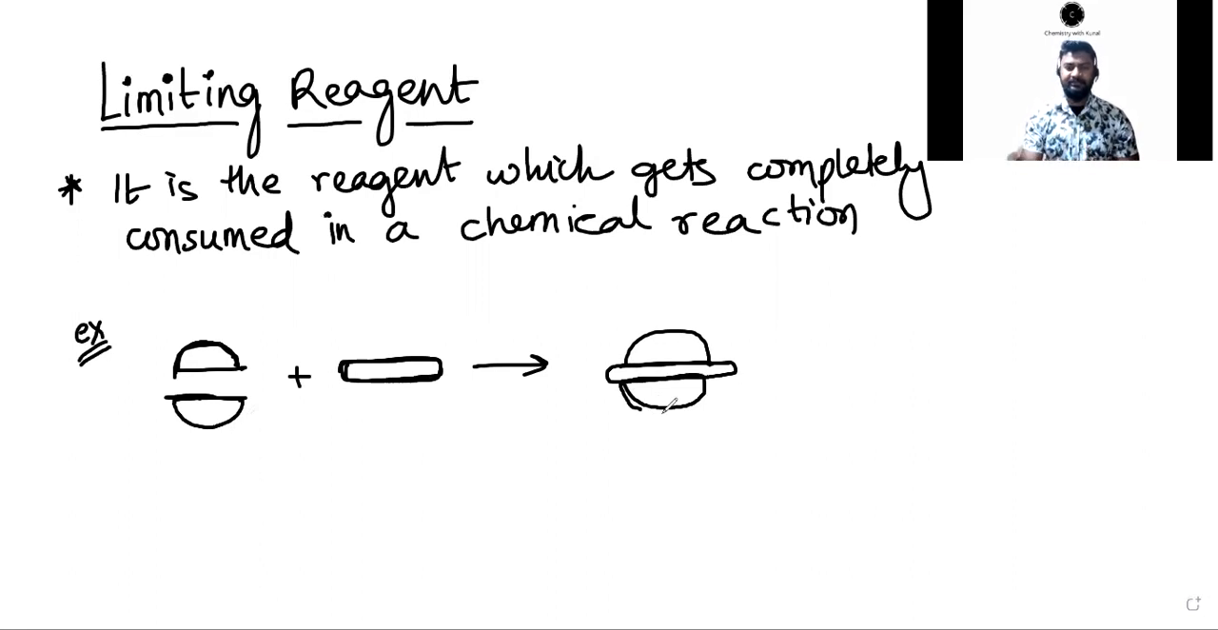Just understand it in this way. Suppose you want to make a burger and you have two buns and this is the sausage. This is the burger ready. Now, if you really want to understand how the limiting reagent works, let me give a real life example. So we understand that we need two buns and one sausage to produce one burger, right?